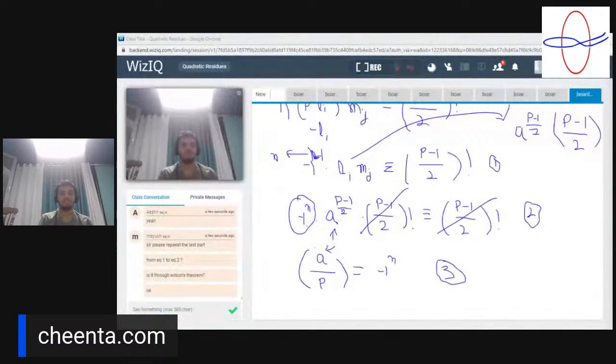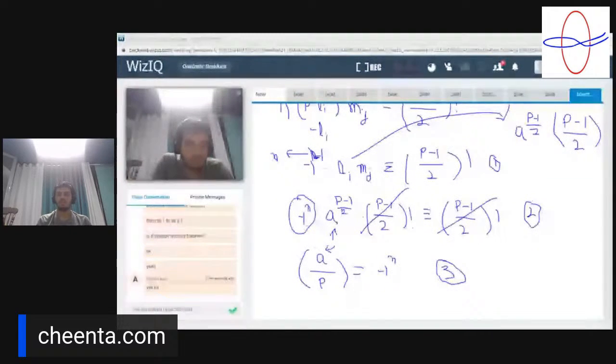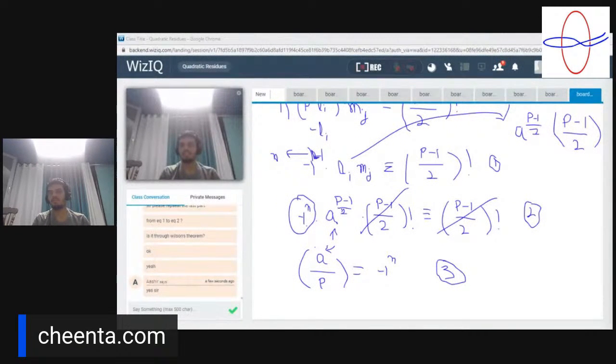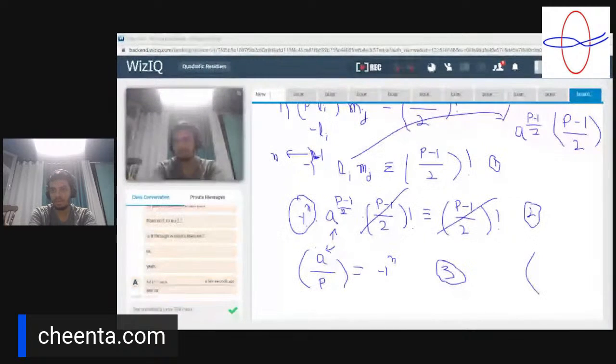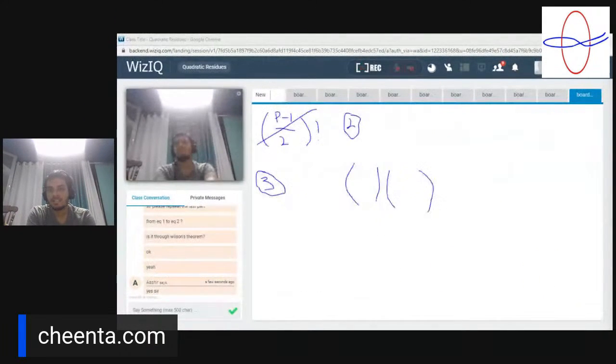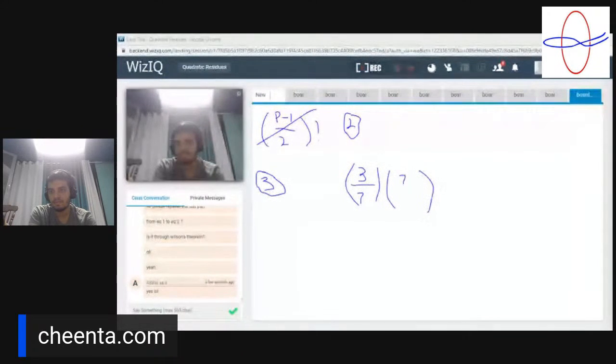Is it clear? Yeah. So I guess we'll stop over here. Next class, we'll actually look at reciprocity. Basically, we will look at what happens when we bring two primes into consideration. What is, let's say, 3 by 7 into 7 by 3 and so on.